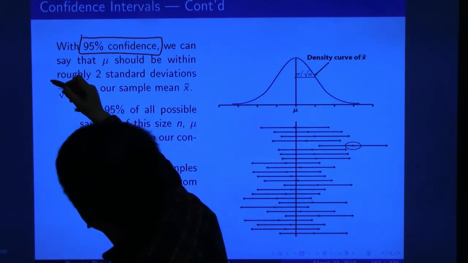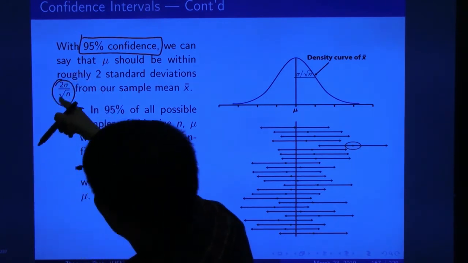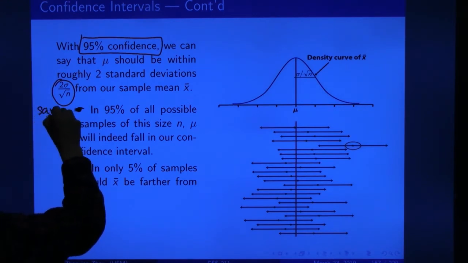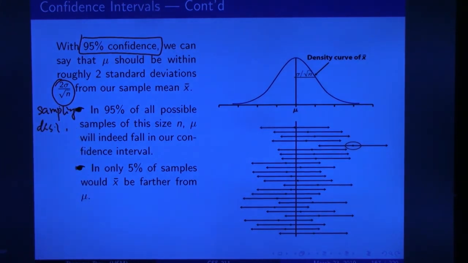The standard deviation, keep in mind here, is the standard deviation of the sampling distribution, not the standard deviation of the population. The standard deviation of the population is sigma. The standard deviation of the sampling distribution equals sigma divided by square root of n. This one is very important.